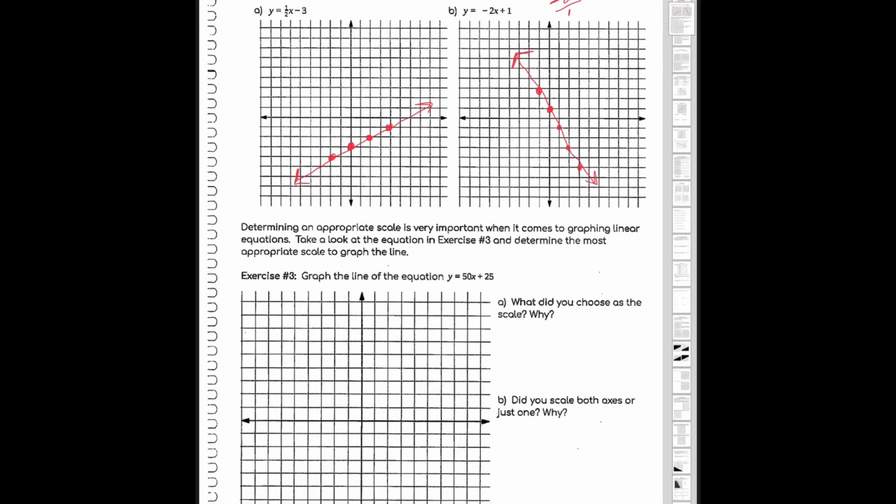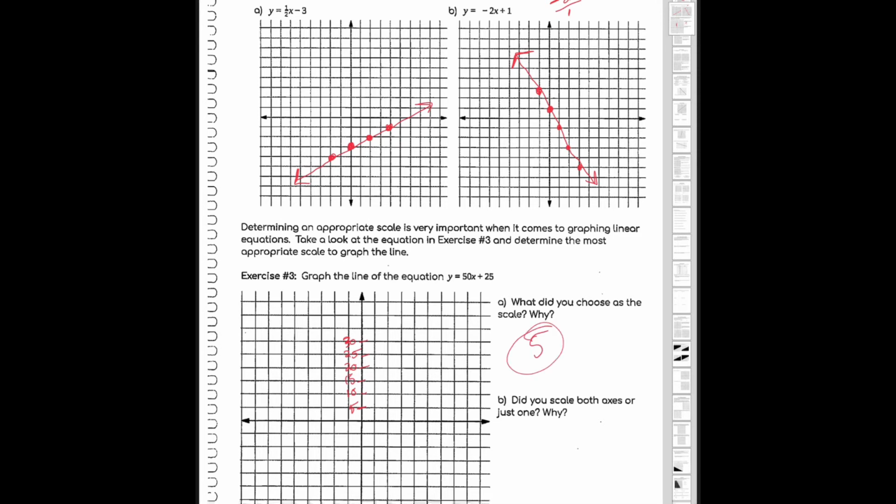So the scale, I would recommend counting by 5s. So 5, 10, 15, 20. And doing that for all of our axes here. So go up by 5s in the positive and negative directions.